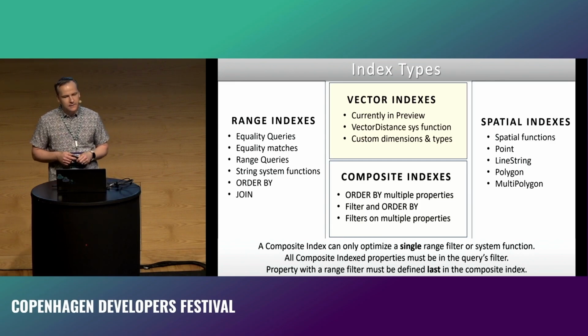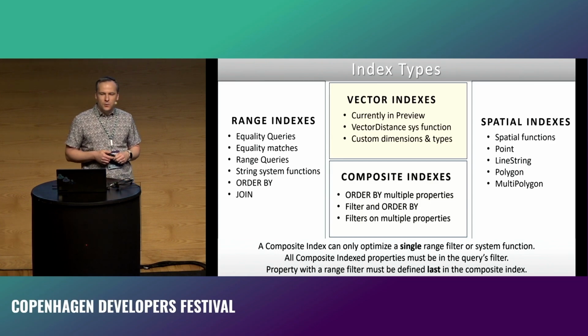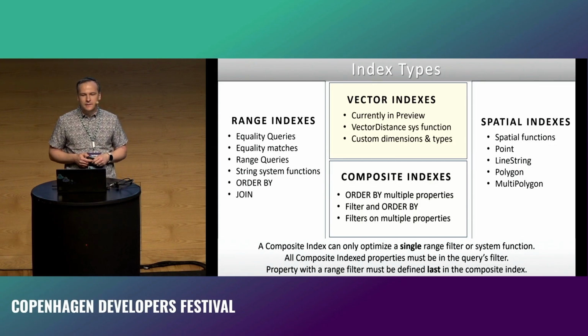And the new ones we have are the vector indexes. The SQL API actually supports vectors now, and you can easily index them, and this index will get used by the vector distance system function. This is still in preview right now, but it's available. You can control the dimensions and the types easily with that index.